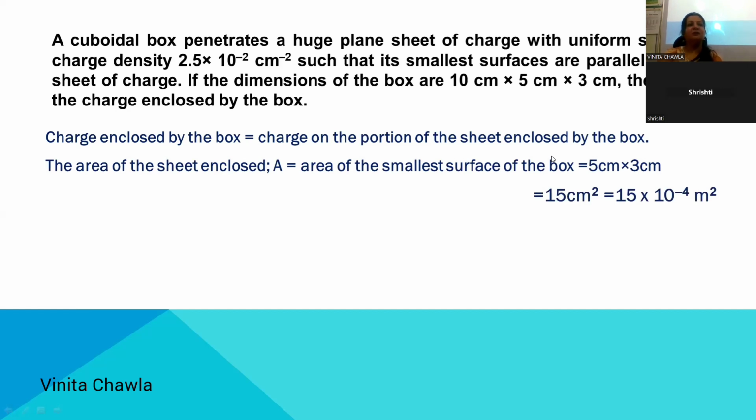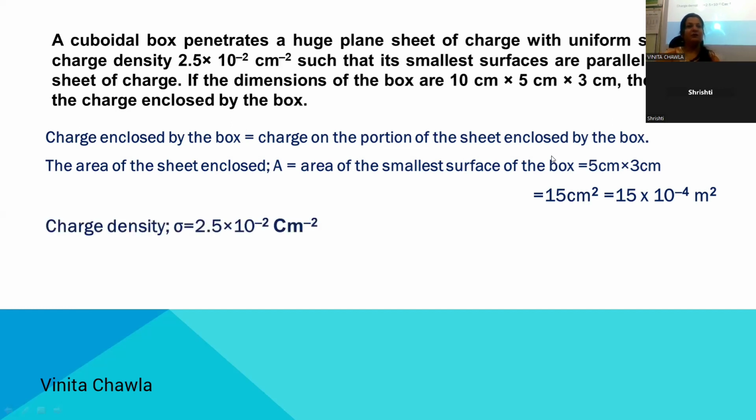So when we convert centimeter square into meter square, we simply multiply it by 10 to the power minus 4. This is how we convert. In 1 meter, we have 100 centimeter. In 1 meter square, we have 10,000 centimeter square. 10,000 is 10 raised to the power 4. You know this conversion, it's a basic conversion.